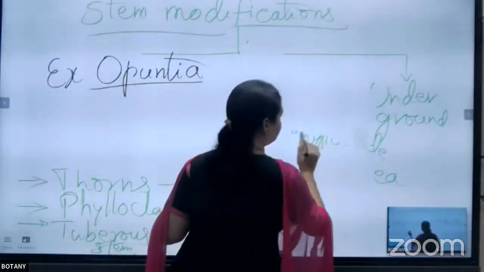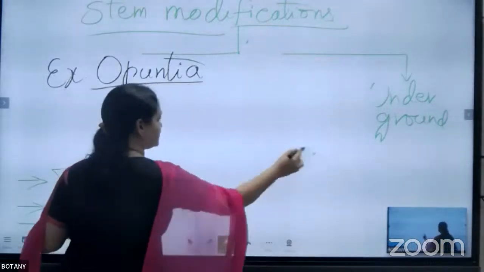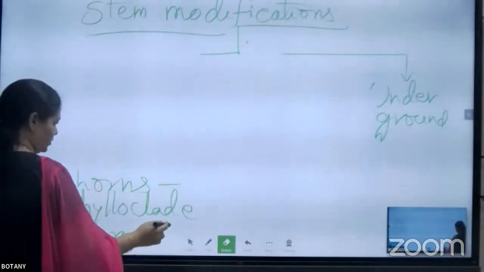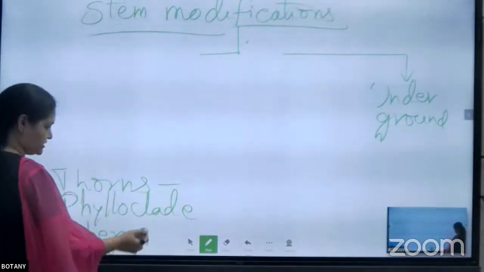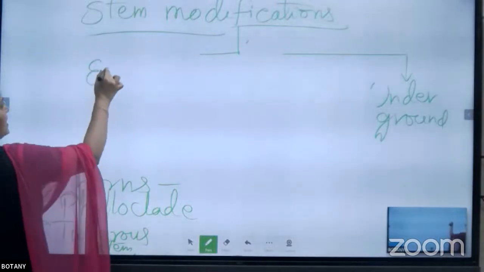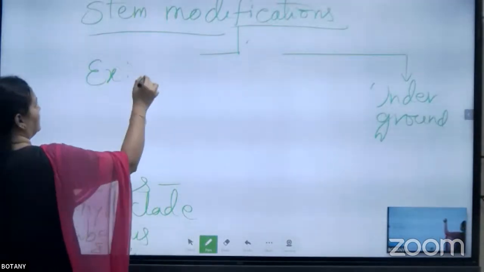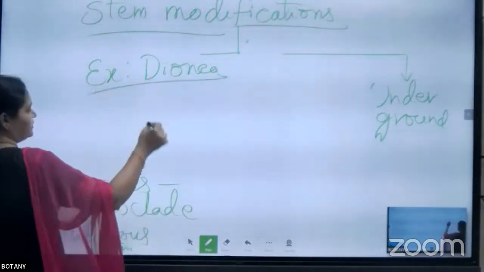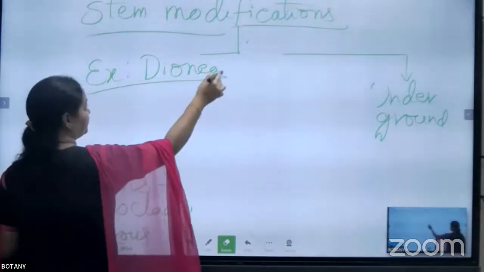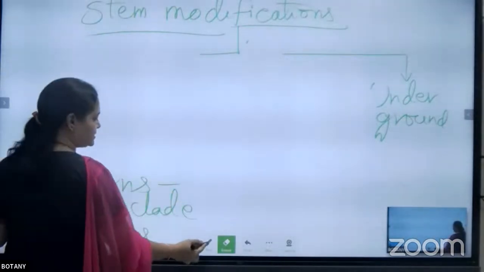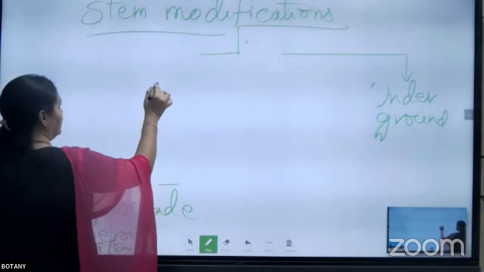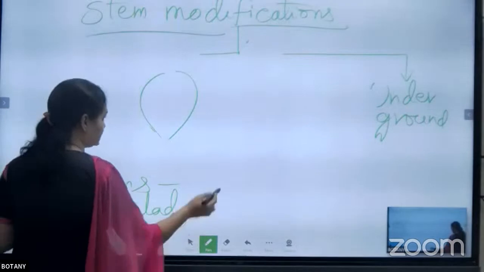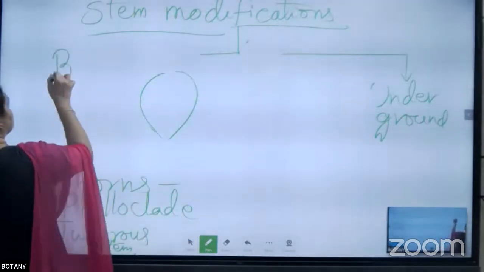And the fourth aerial stem modification is tuberous stem. Tuberous stem example is Dioscorea. So in this, what happens? Complete stem. Again, here, the complete stem modifies into a bulb-like structure. And we can say this as the bulbils also.